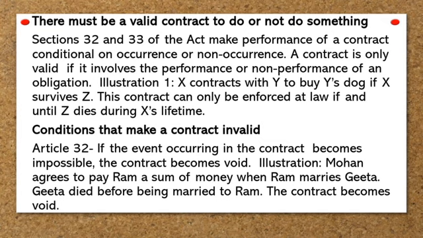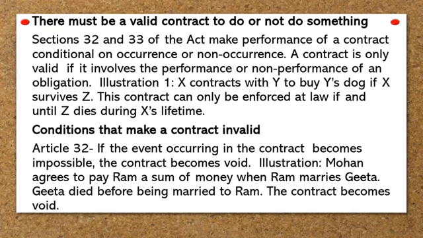Coming to an example, a contract is only valid if it involves the performance or non-performance of an obligation. If X makes a contract with Y to buy Y's dog if X survives Z, this contract can only be enforced at law if and until Z dies during X's lifetime. Through this example, we know that X will become a party to a contract with Y, like an agreement, to buy Y's dog. Here, if the survival of Z occurs, the contract can be enforced at law if and until Z dies during X's lifetime.